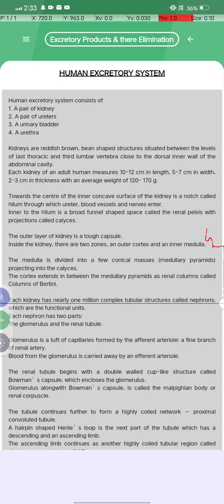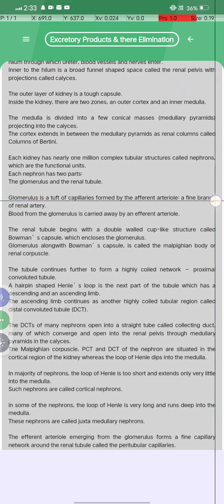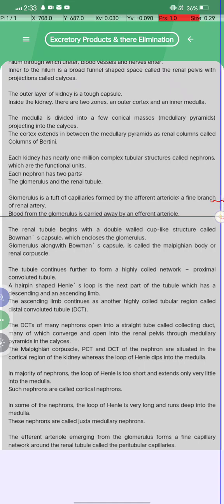Each kidney has nearly one million complex tubular structures called nephrons, which are the functional units, and each nephron has two parts: the glomerulus and the renal tubule. The glomerulus is a tuft of capillaries formed by the afferent arteriole, a fine branch of the renal artery. The blood from the glomerulus is carried away by an efferent arteriole.